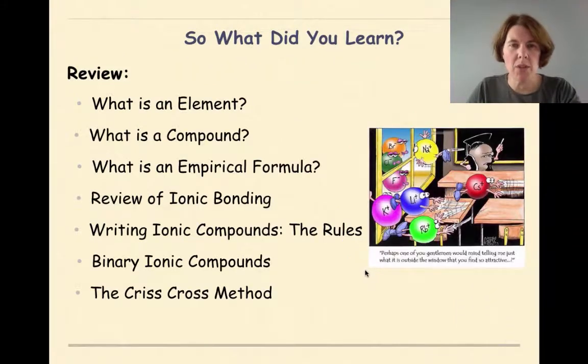So what did we go over in this tutorial? We reviewed what an element was. We talked about the definition of a compound. We introduced ourselves to the concept of an empirical formula. We did a tiny review of ionic bonding. We looked at the rules for writing ionic compounds. We introduced the concept of binary ionic compounds. And then we looked at the crisscross method.